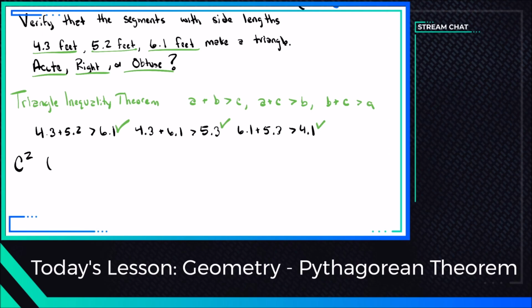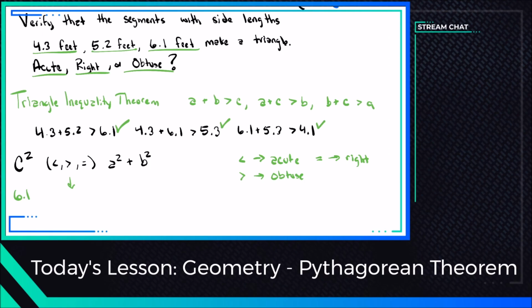C squared is either going to be less than, greater than, or equal to a squared plus b squared. And if it's going to be less than, then we know that's going to be acute. If it's going to be greater than, we know that's going to be obtuse. And of course, if it's going to be equal, then that's going to be right. So now we just need to plug it in. C must be our longest side. So our longest side out of 4.3, 5.2, and 6.1 is 6.1. I'm going to just leave that mess of less than, greater than, equal there.